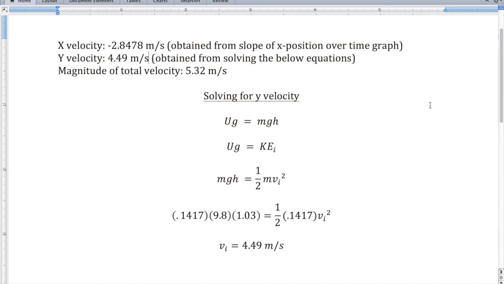Now, when the ball hits the top of the parabola, it hits a point where the velocity is 0 and the gravitational potential energy is at its max. And then there are 2 points where the kinetic energy is at its max, which are when it is leaving my hand and when it is hitting Jesse's hand. So we can set the gravitational potential energy at the top of the parabola equal to the kinetic energy as it's leaving my hand, and we can solve for the initial velocity from there. This gives us a magnitude of total velocity of 5.32 meters per second, which is backed up by my computer model.